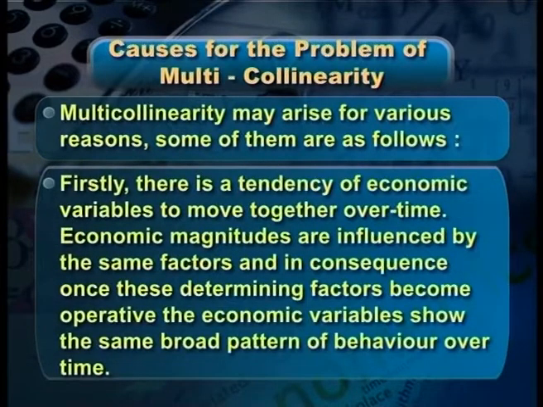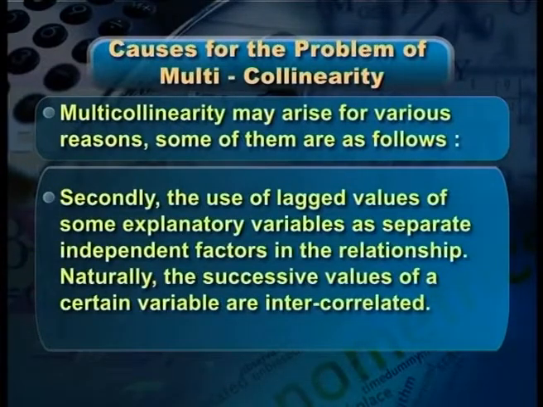One is, there is a tendency of economic variables to move together over time. All the economic variables, in the case of growth, will try to exhibit an upward trend. In the case of recession, they will try to exhibit a downward trend. By and large, we can say that growth and trend factors in time series are the most serious cause of multicollinearity. Another important cause for the problem of multicollinearity is lagged values of some explanatory variables as separate independent factors in the relationship.